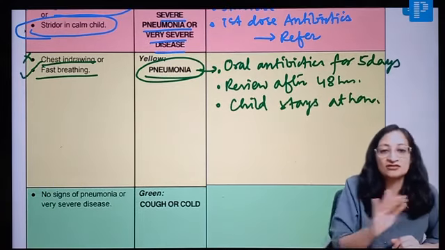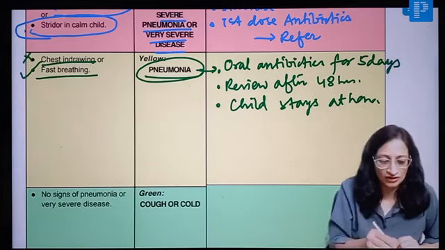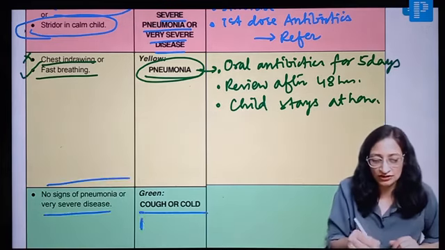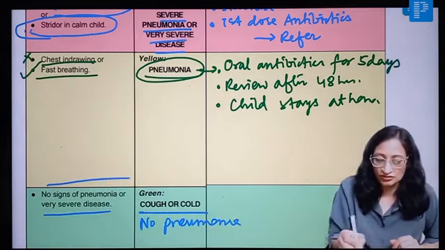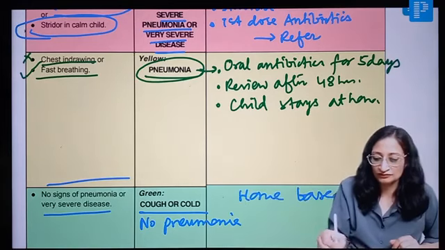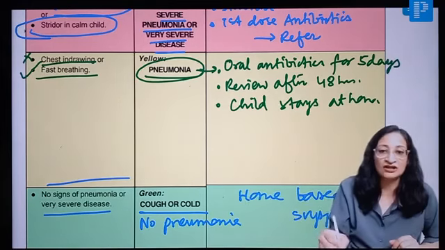No need for hospitalization. The child stays at home, right? And if there is no general danger sign, no stridor, no fast breathing, no chest indrawing, nothing, then it is cough and cold only, it is no pneumonia. So you only give home-based supportive care. So that is how you classify the child and manage.